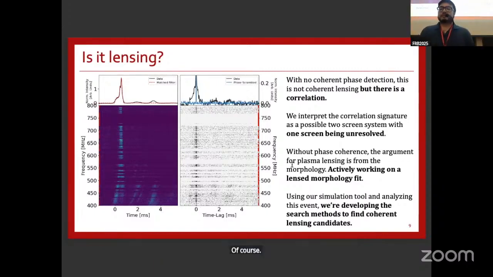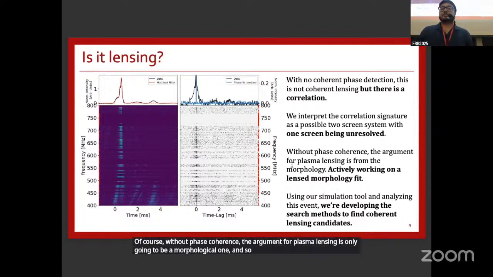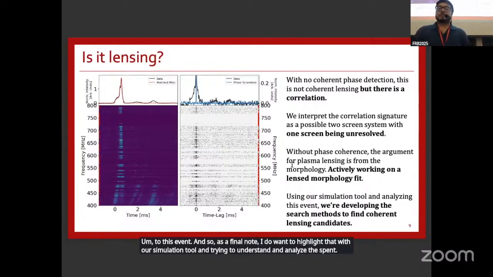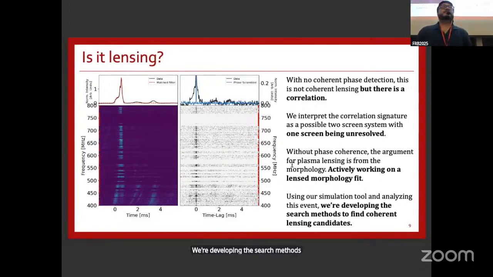Of course, without phase coherence, the argument for plasma lensing is only going to be a morphological one. And so we're trying to actively see if we can get a lens morphology fit to this event. As a final note, I do want to highlight that with our simulation tool and trying to understand and analyze this event, we're developing the search methods and trying to understand the ways we might be able to detect coherent lensing candidates and identify them in data. And we're hopefully using this to find a gravitational lens event in the future. So stay tuned.